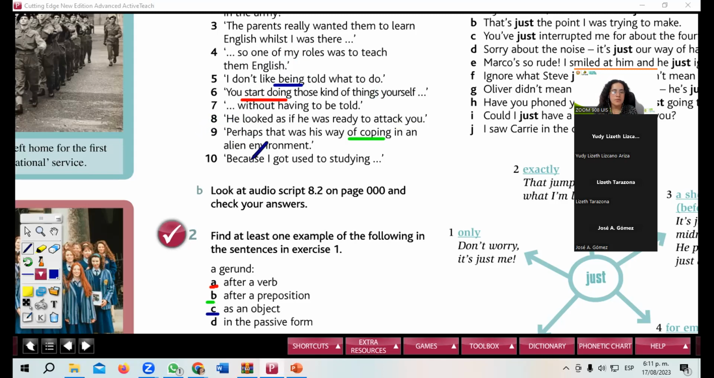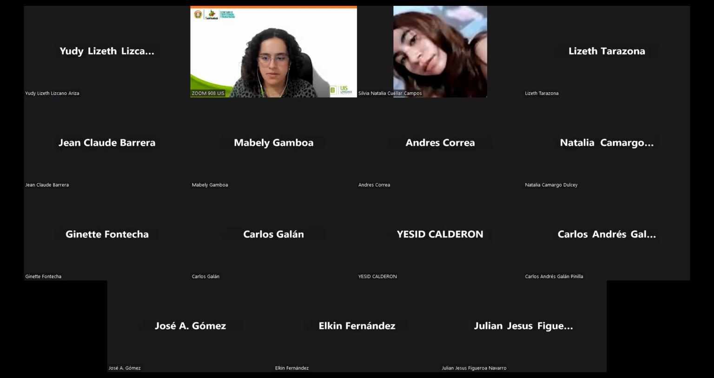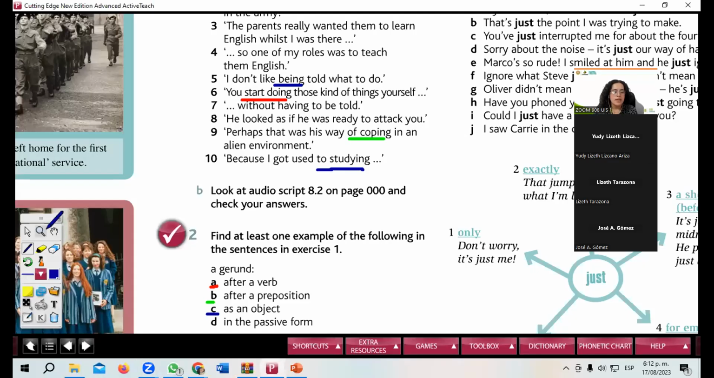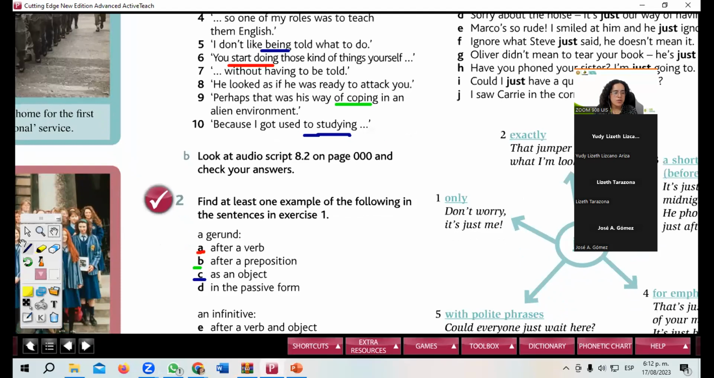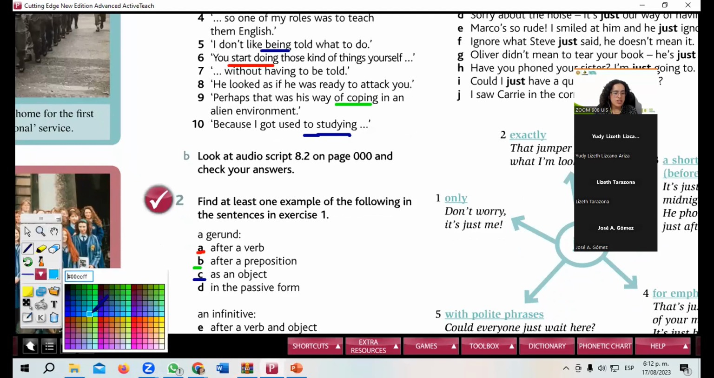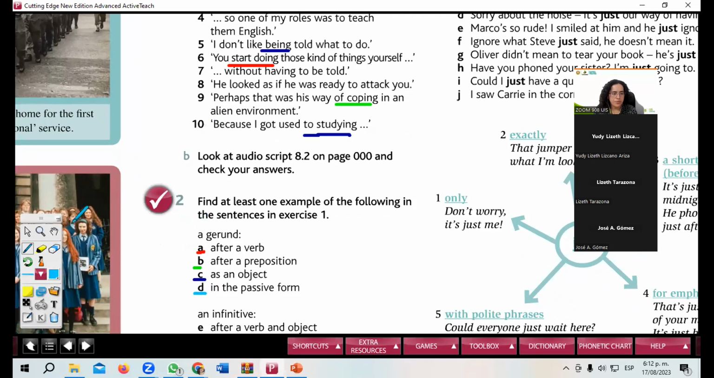Another example can be number 10. Because I got used to what? I got used to studying, okay? So this is also the object of the sentence. Okay, Julian, hello, thank you. Okay. Is Gerson connected? No. Okay. All right, that was for object. Let's check the passive form. I'm going to use another color, a gerund in the passive form.